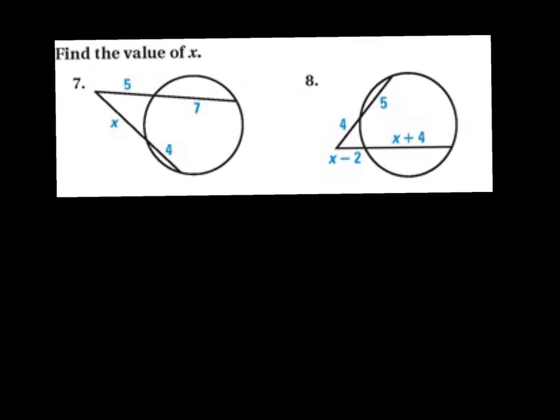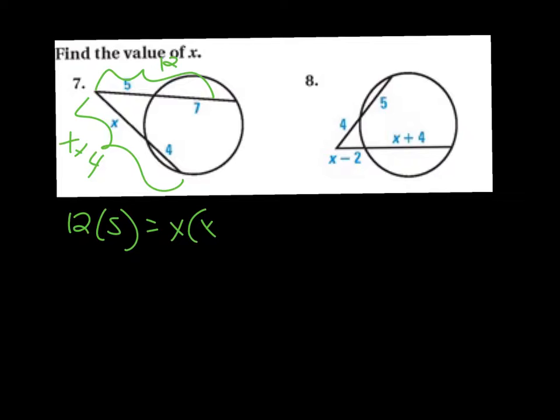Okay, so for 7 and 8, 7, you're going to do, this is 2 secants, whole times external equals whole times external. So the whole on the top is 12, 12 times the external part, which is 5, and the whole here, which is x plus 4, times the external part, which is x. So this is 60 equals x squared plus 4x.